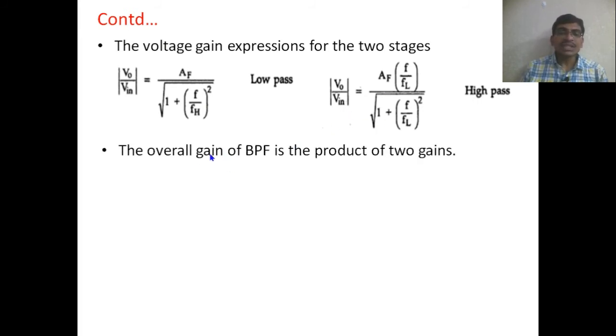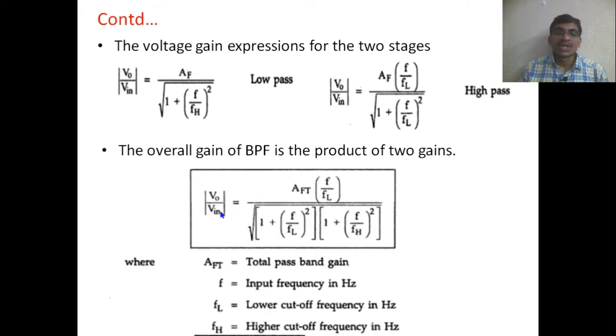The overall gain of the band pass filter is the product of the two gains. As we cascaded the two filters, the gains will get multiplied. So the overall or total gain is the product of the two gains. So V0 by Vin is equal to AFT. The total pass band gain is represented as AFT.